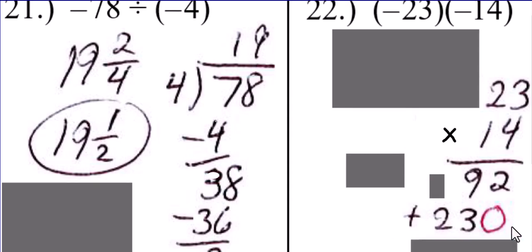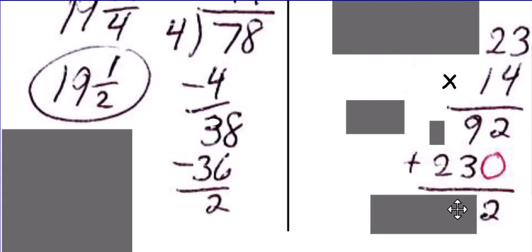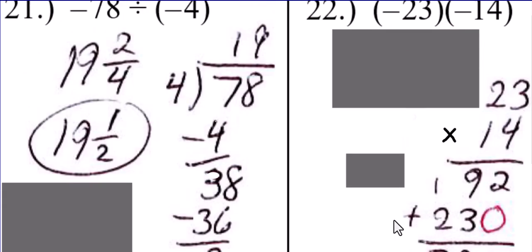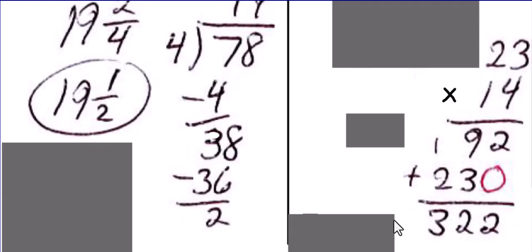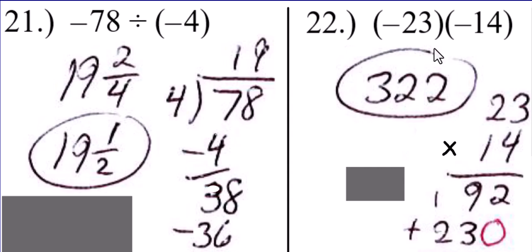And I'm going to add those two rows together. 2 plus 0 is 2. 9 plus 3 is 12. Carry the 1. 1 plus 2 is 3. And that took a little bit of side work there. But we got 322, and the answer is going to stay positive because we were multiplying two numbers with the same sign. A negative times a negative is a positive.